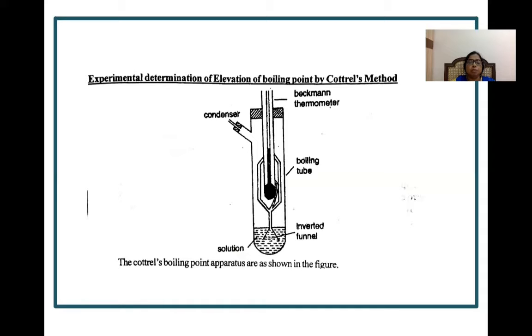A known weight of the solute is then added to the solvent. The boiling point of the solution is determined. Using this thermometer we can note down the temperatures. The difference between the boiling point of the solution and the solvent gives the elevation in boiling point. That is, delta TB is equal to T minus T naught.